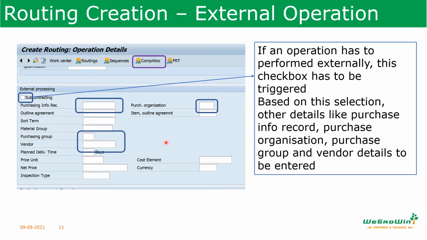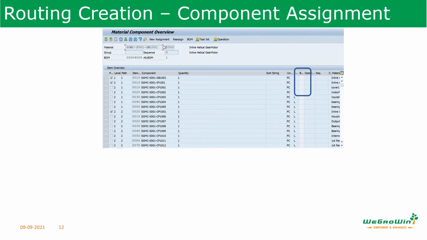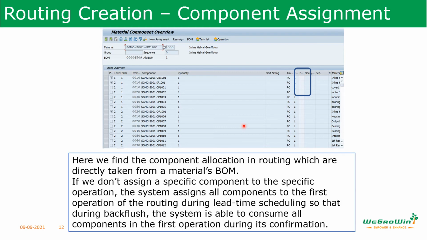After completing all these things, we have entered all the operation details. Now we have to go for component assignment. This is the component assignment. The components which are coming from the bill of materials will be assigned automatically to operation 10. All these components will be assigned automatically to operation 10. You will not be able to see them here specifically, but by default, as I told you in the fundamentals, components will be assigned automatically to operation 10.